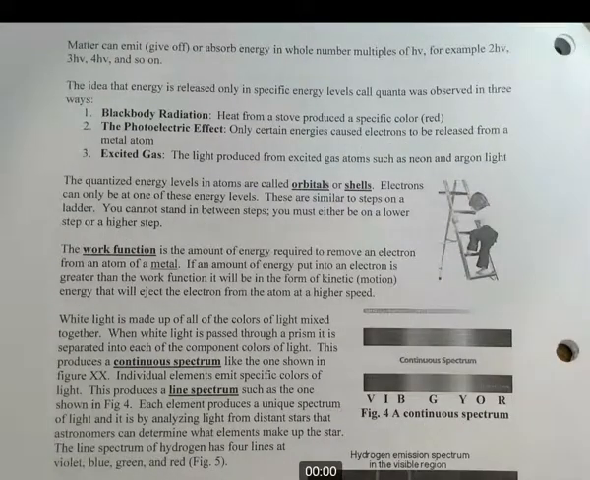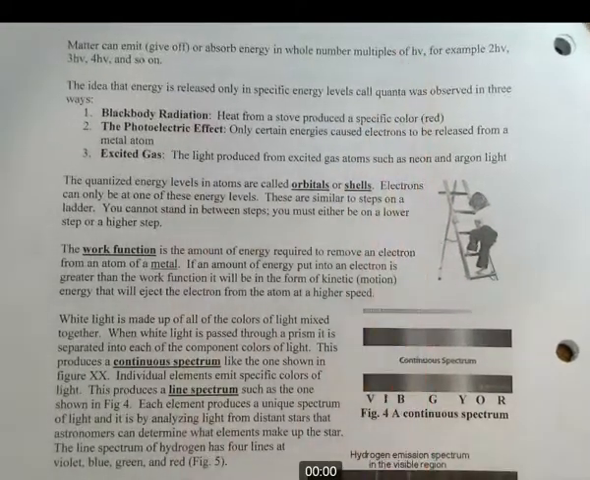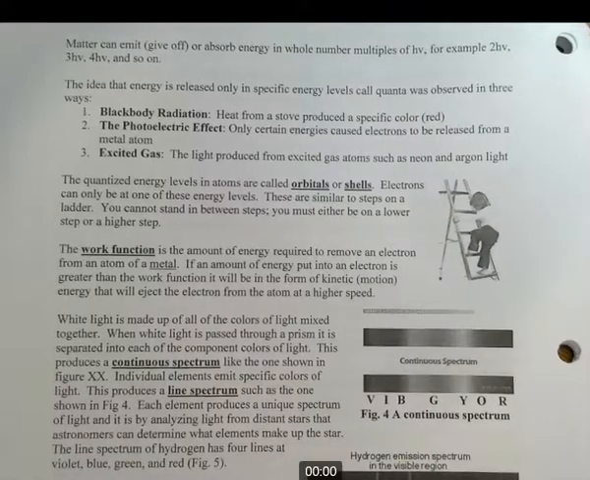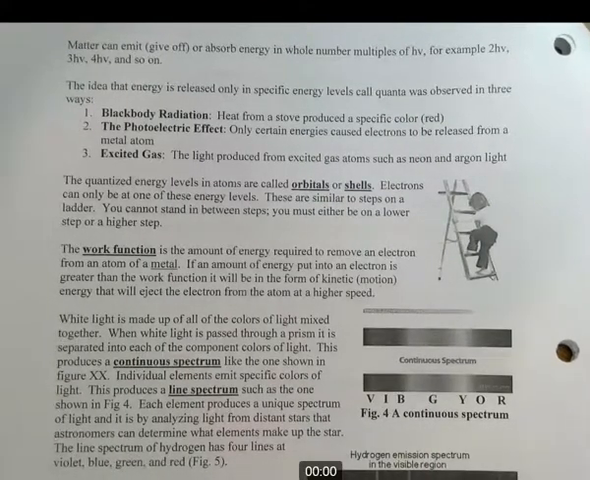Okay, so matter can emit, give off, or absorb energy in whole number multiples of Planck's constant times frequency. So, for example, it could be 2 hv, 3 hv, 4 hv. So, in other words, energy can't be just any number you want it to be. It's got to be some whole number multiple of the frequency times Planck's constant. The idea that energy is released only in specific energy levels called quanta was observed in 3 ways.